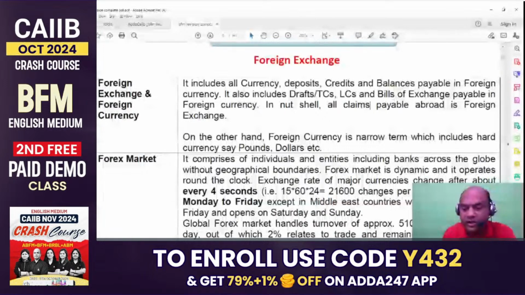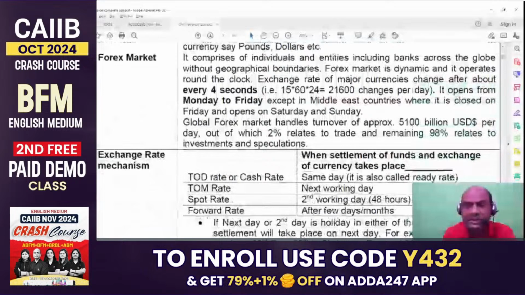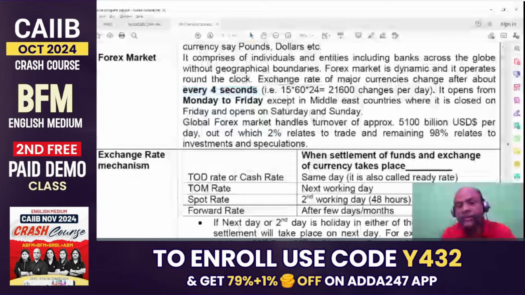Forex market. Now this question comes sometimes. In how many seconds does it change? It changes every 4 seconds. It is applicable from Monday to Friday. Now, Monday to Friday it is said, but it's actually working throughout the 24 hours, means 24/7 it is working. Because whenever you have Friday over here, you have some other day in some other country, right? So it changes every 4 seconds and it's available 24/7.